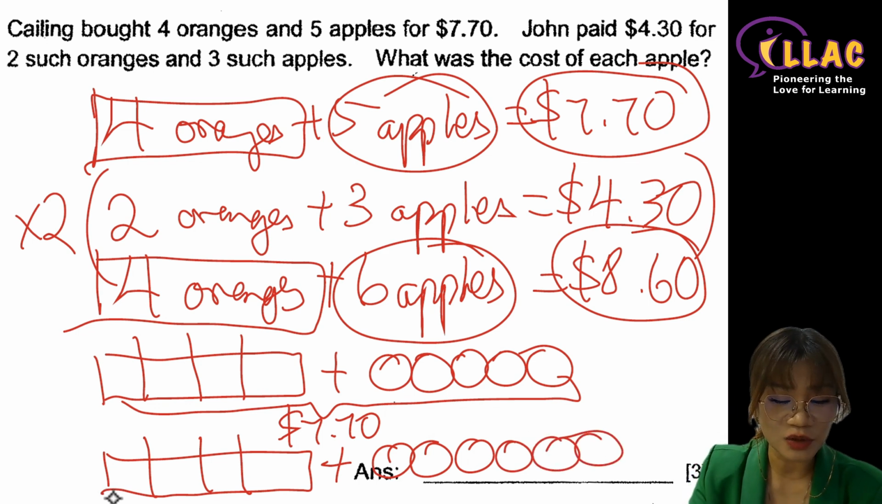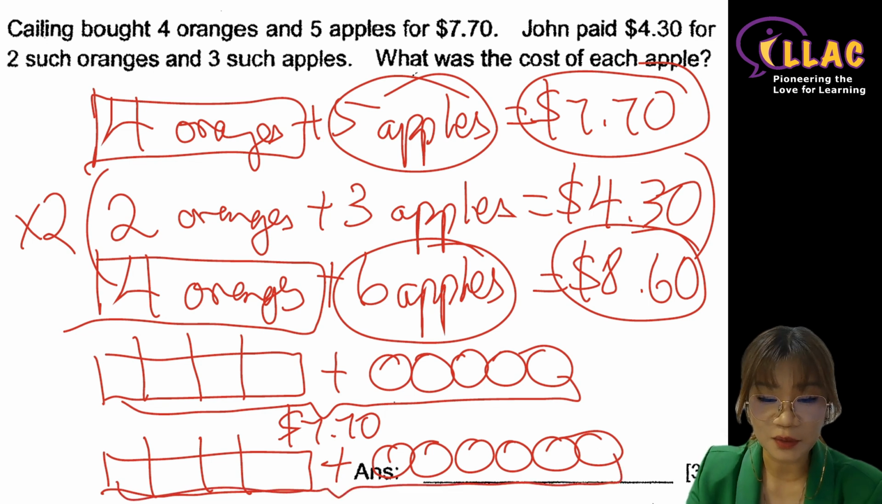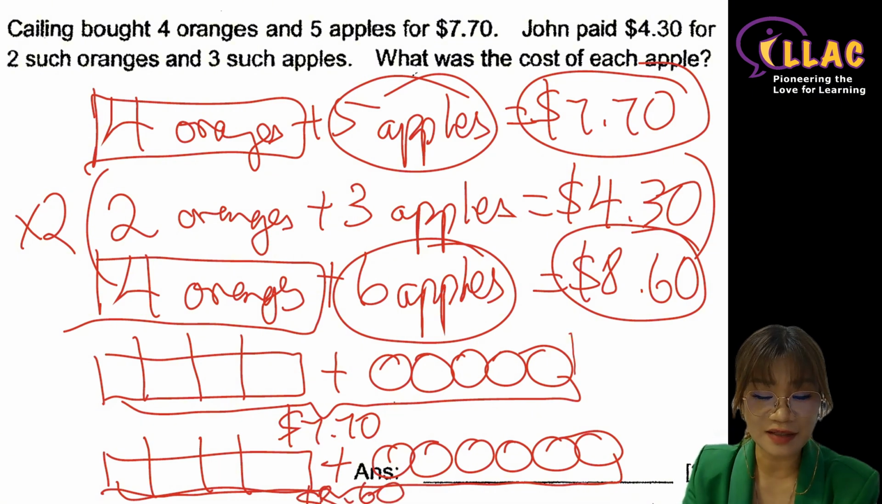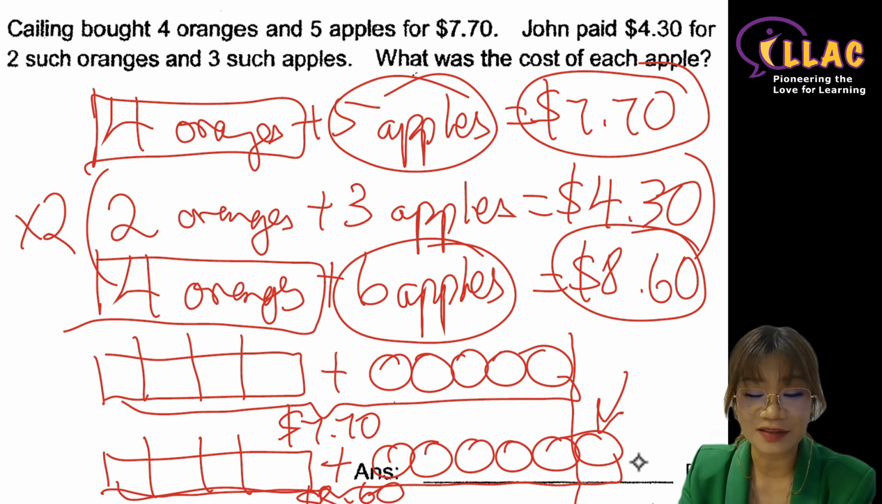And this is actually equals to, no space below, $8.60. And do you notice that the only difference between them is the 1 apple? Therefore, the 1 apple is $8.60 minus $7.70. That's how you get the 90 cents.